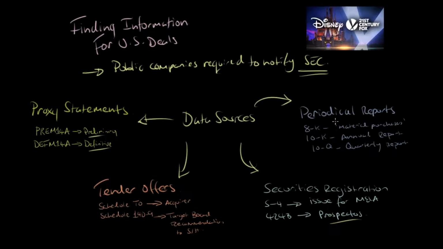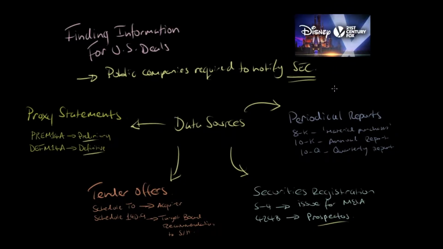And then for financial information, again, we just look at the annual report, which is called the 10K, or the quarterly report, which is called the 10Q. And then often there'll also be these other periodical reports called 8Ks, and these will be published and report all the significant or material purchases or sales made by the company, and so M&A would come under those 8K reports as well.